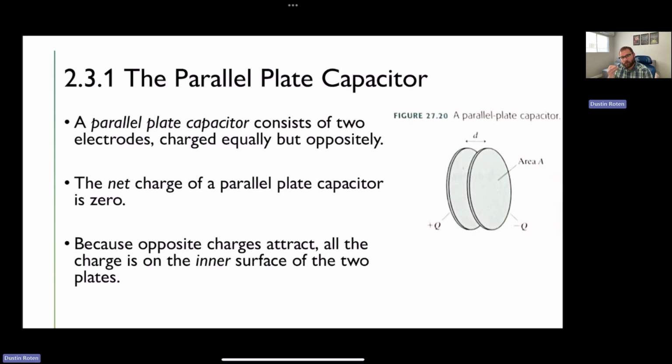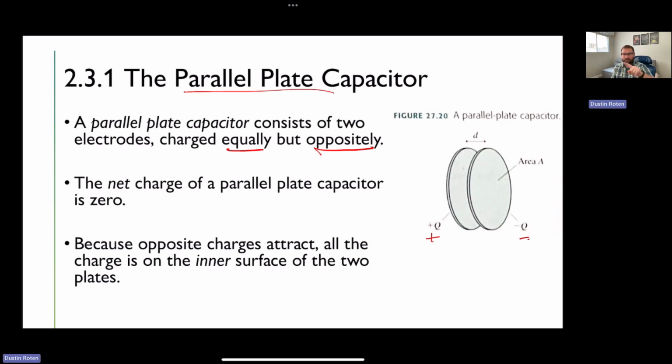So first of all, what exactly is a parallel plate capacitor? The name sort of suggests exactly what it is. It's essentially just two plates that are perfectly aligned with each other. They're both conductors, so they can hold a charge. A charge will spread out on them. And the idea is that when you have these two plates, they are charged equally but oppositely. You can see that here in the picture, we have a plus Q and a negative Q.